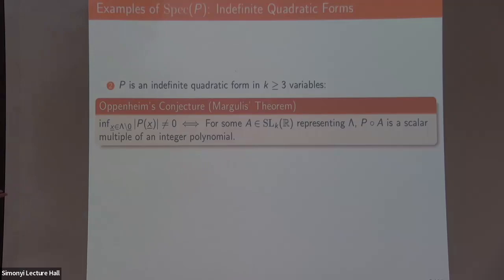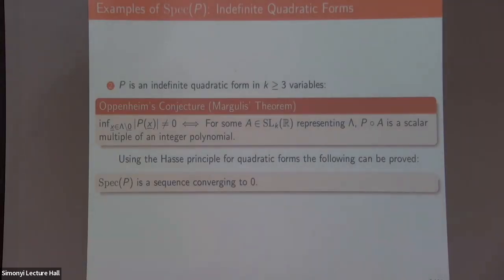Okay, so we have to restrict to these integer polynomials, and using the Hasse principle, we can show that the spectrum is a sequence converging to 0. So for example, if we have at least 5 variables, we know that integer polynomials represent everything. So the infimum will be exactly 0, and in fact, the spectrum of P will be only the point 0, nothing else. But also for 3 and 4, we know that it's a sequence going down to 0. Okay, so we see some diversity here. The spectrum can be a sequence going to 0, it can be an interval. Let's look at one more example.